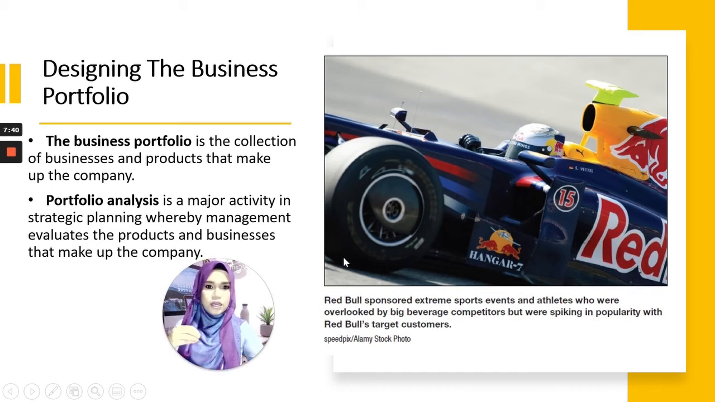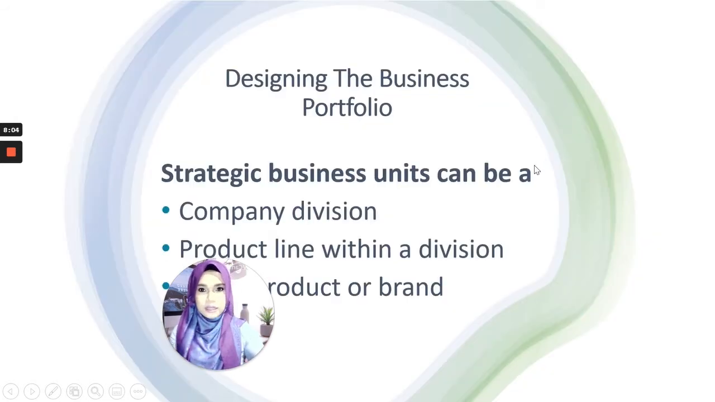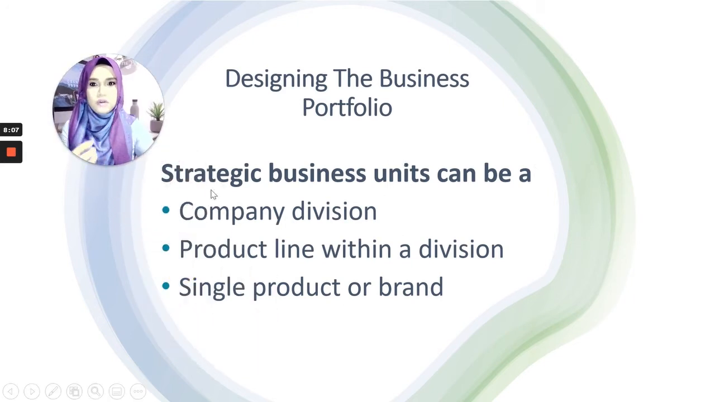So for Red Bull, you have the drink, but in terms of their business portfolio, it is not just about the drink. Perhaps they also have a business portfolio in F1 sponsorship, sports sponsorship, or sponsorship of a particular athlete that they support. Designing the business portfolio includes finding out what your strategic business unit will be. It could be a company division, a product line within a division, a single product or brand. It could even be a person, like the athlete just now.